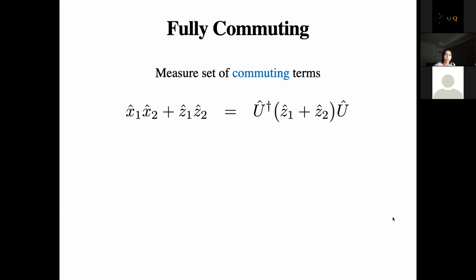And this is the simplest example, where you have the x1, x2, and z1, z2 terms. These two terms, you may have to believe me on this, but they actually commute. And in linear algebraic terms, they share the same eigenbasis.